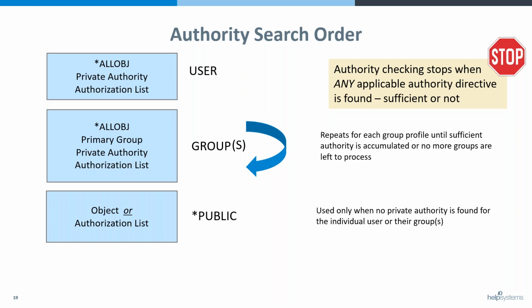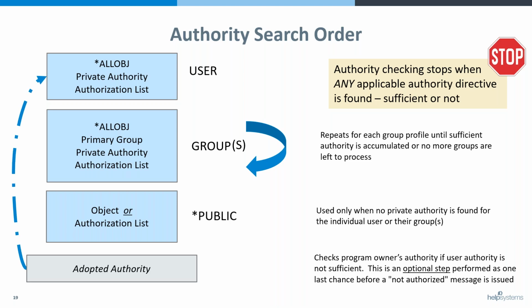Now, if we've made it all the way to the end and the permission is insufficient, so even at a public level, we found that the user has insufficient authority to do what they need to do. There is one last technique that we can use in order to qualify the user, and that's the adopted authority. That's the tool that the programmer can employ to say, when the user is running my program, I am going to now include the authority associated with the owner of the program.